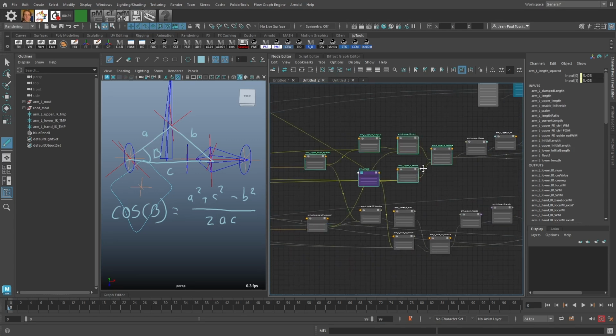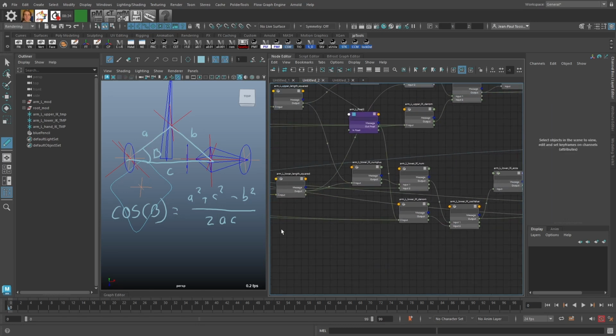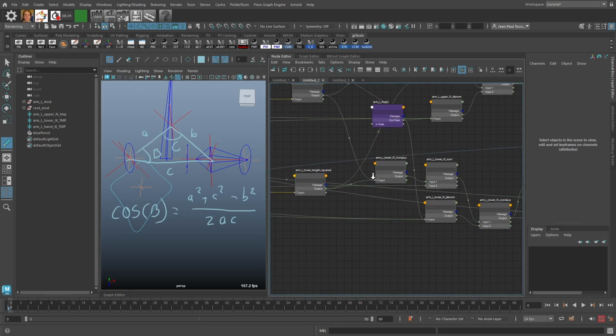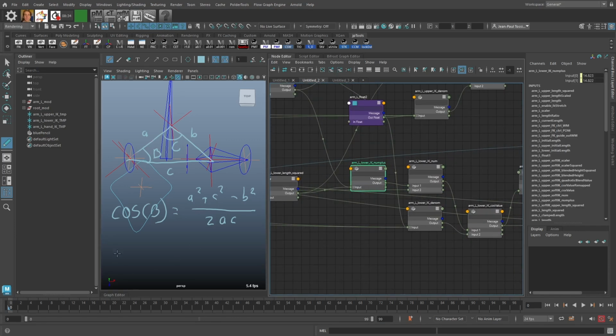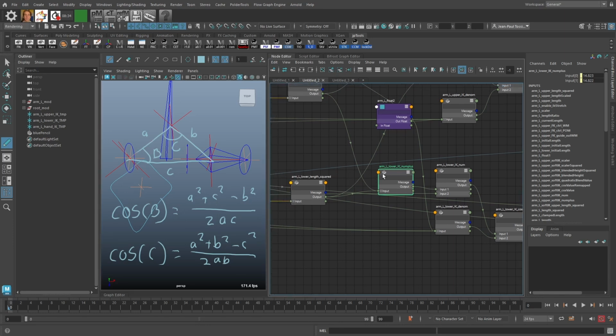So the upper part is all nice and well, but for the lower arm segment, we are doing the same thing. We're using the law of cosines to solve for the angle of C. So the C angle, capital C, and this is lower C. And we're doing the same thing here. We're using the cosine of angle C is A squared plus B squared minus C squared divided by 2AB. And that's what we're doing here.